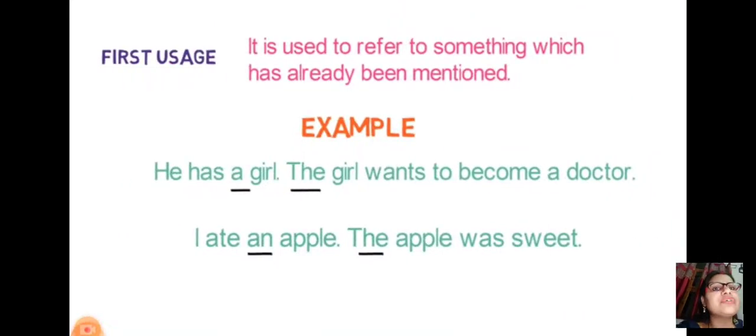Now let's move forward to the first usage. The is used to refer to something which has already been mentioned. For example, he has a girl. There is a single girl, but now I'm giving you more information about the same girl. So it becomes: the girl wants to become a doctor. Which girl wants to be a doctor? The girl he has. Now it is specified which girl we are talking about. That is the reason we have used the before girl.